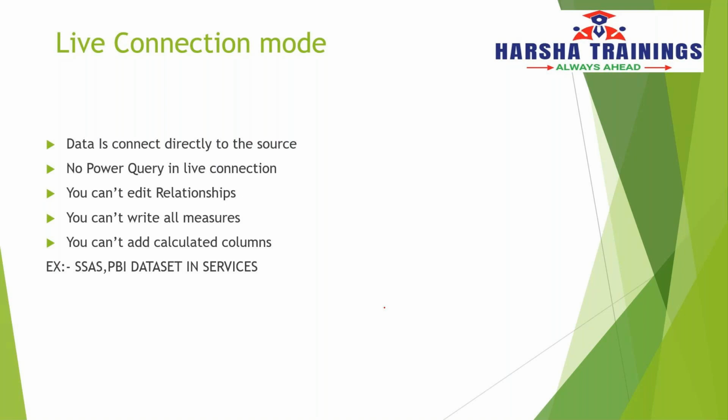Apart from that, you cannot edit your relationships. Where can you create relationships? Exactly, Power Pivot, right? So you cannot edit your relationships, which means Power Pivot also you cannot work with. As well, you cannot write measures and calculated columns. So what does this mean? When you choose live connection mode, you cannot touch the data, so you have to create only the reports.